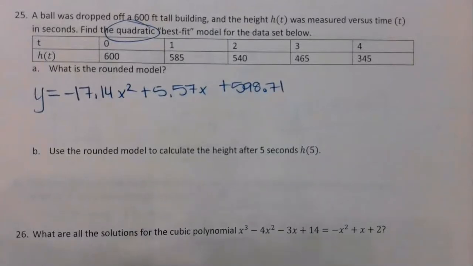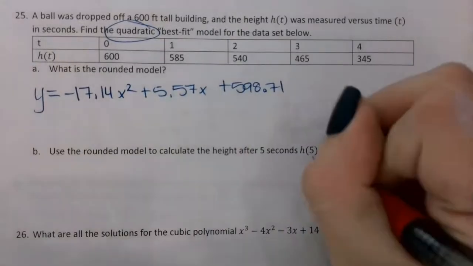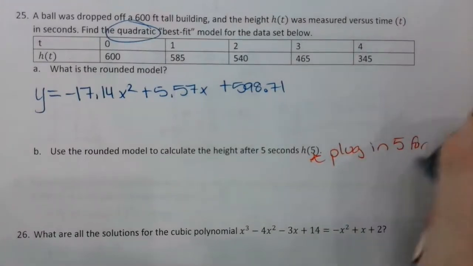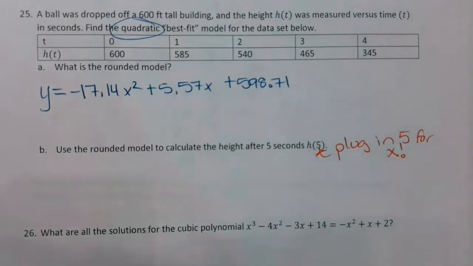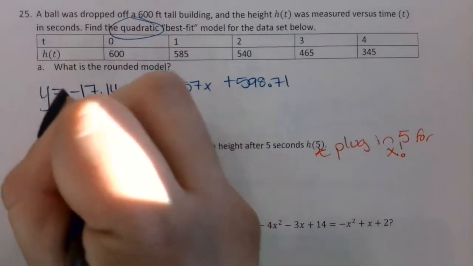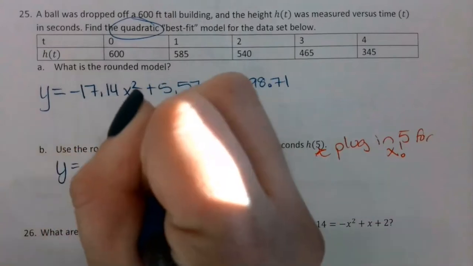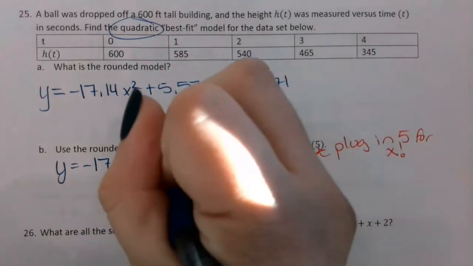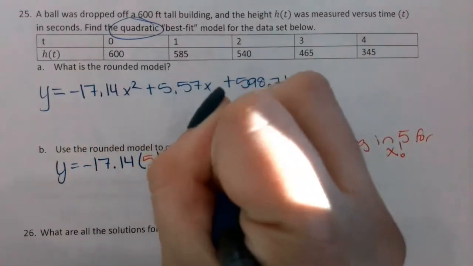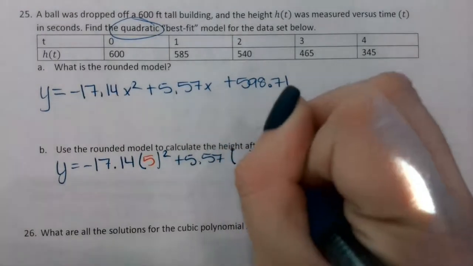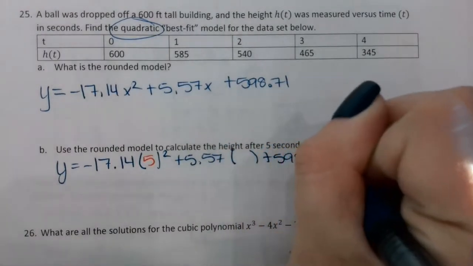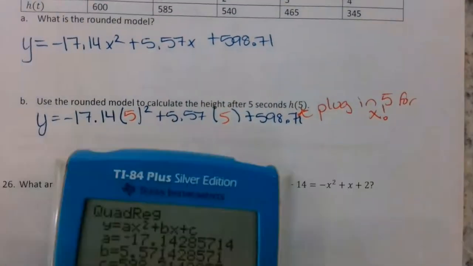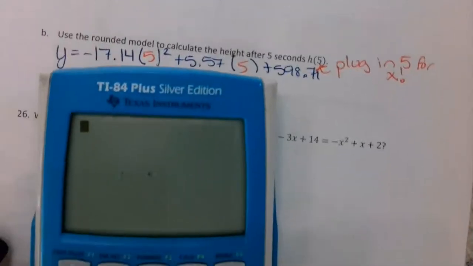B wants me to figure out the height after 5 seconds. This just means plug in 5 for x. So I'm going to have y equals negative 17.14, plugging in 5. So I can type this whole thing into my calculator. Let's clear my screen.